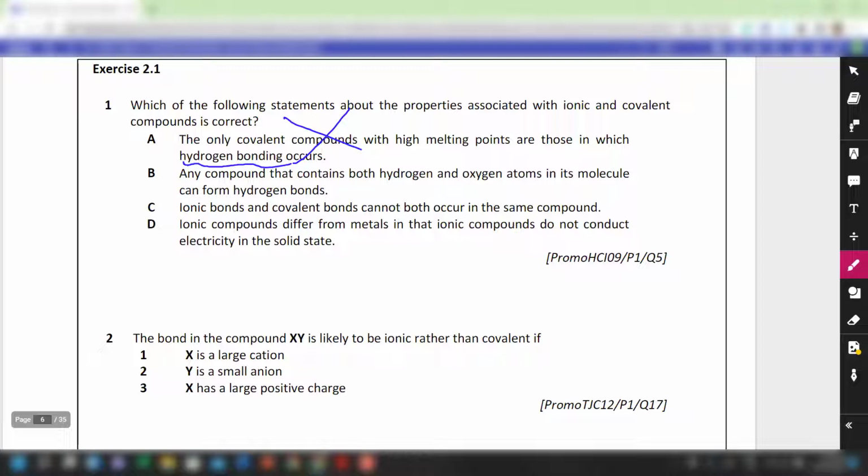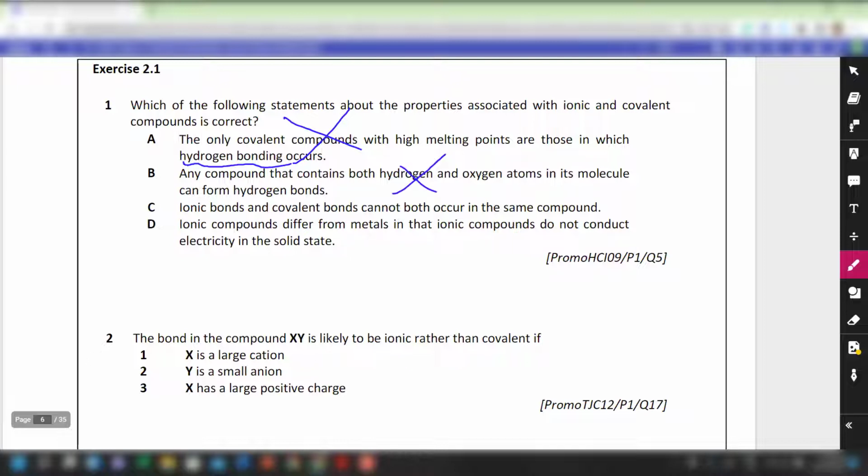You can refute this. Option B: any compound that contains both hydrogen and oxygen atoms in its molecules can form hydrogen bonds. This is nonsense as well, because it's not always true. If my compound contains hydrogen and oxygen, but they are not bonded to each other, that means the hydrogen is not bonded to the second most electronegative element known to man, which is oxygen, then the hydrogen will not develop a large enough partial positive charge to form hydrogen bonds. So again, this is wrong.